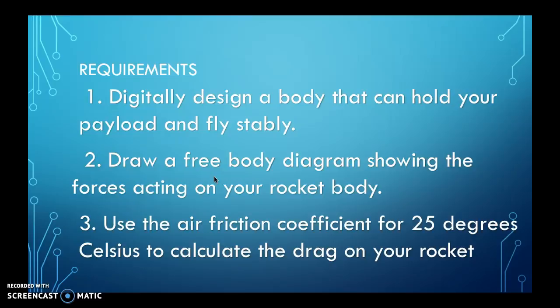The second thing you're going to need to do is draw a free body diagram showing all the forces that would be acting on the body of your rocket. To give you a hint, one of the major ones is going to be drag, and then obviously there are some other forces at play that you're going to need to include that would be working on the body of your rocket. And then finally, I need you to use that air friction coefficient to calculate the drag force on your rocket. You'll be using friction equals the normal force times the friction coefficient in order to figure that out.